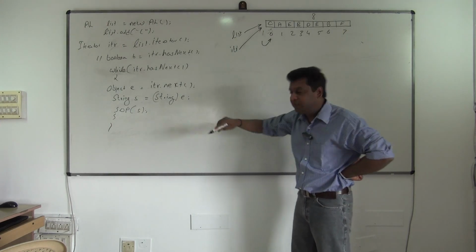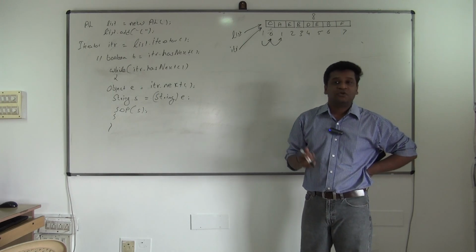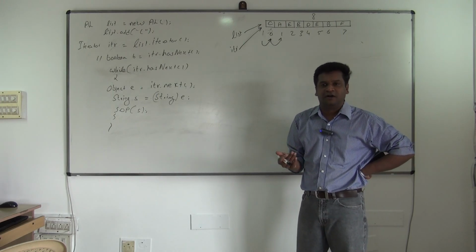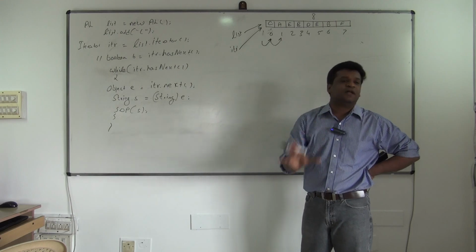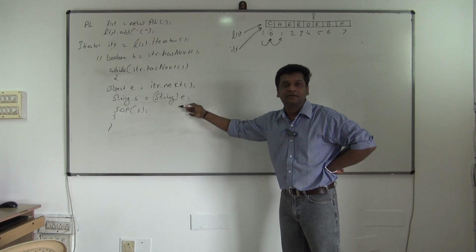itr.next. Now it will go to the next element, and it will give you the value. So hasNext only checks whether there is an element or not. Next actually gives you the value. Understood? So it is done.